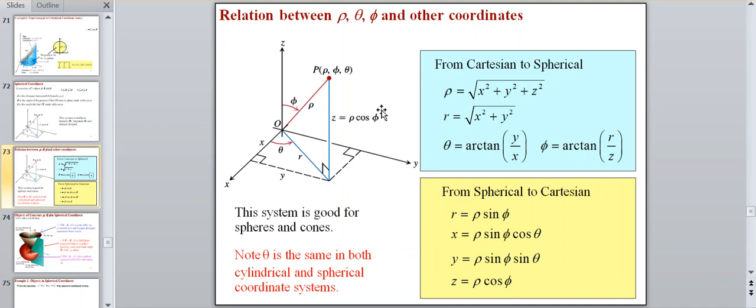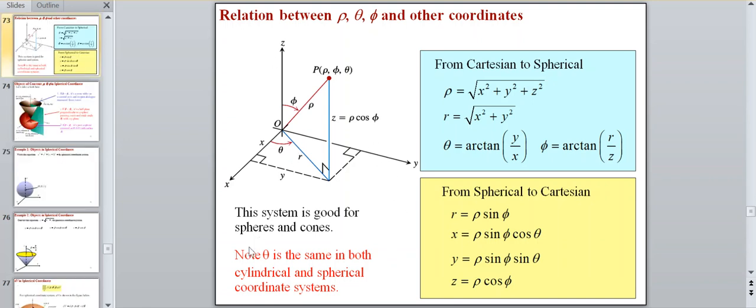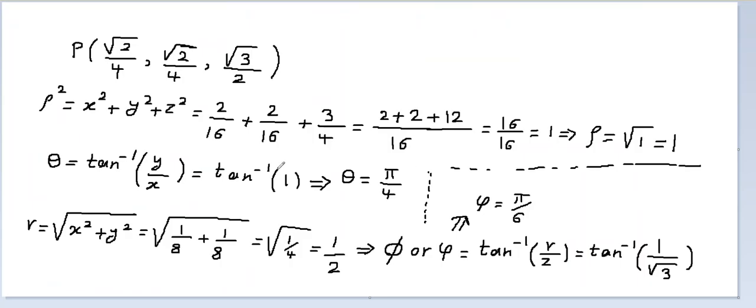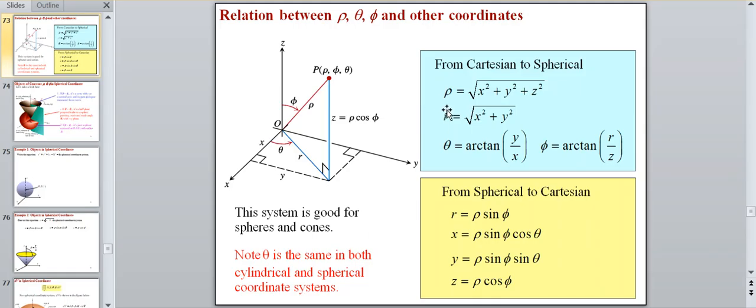So let me give you an example about this. I provided an example for you. We are given the Cartesian coordinates of a point like P in three-dimensional space. You can see here x, y, z. We want to find the spherical coordinates of this point. Let me remind you, we have to find rho, phi, theta.